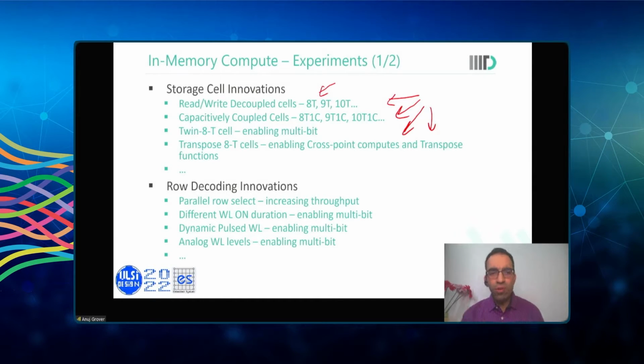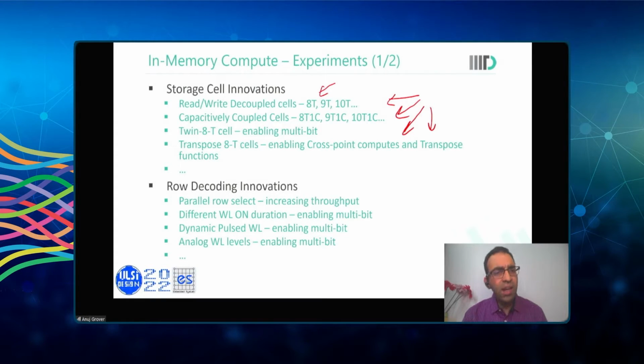So many more innovations are happening across the storage cell. And when Manan will take over, he will talk about more innovations in the non-volatile domain and how non-volatile memories are also innovating on the memory cell and the cross-point computations to enable faster, more energy efficient computes.